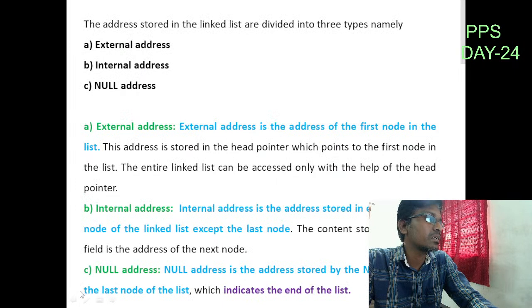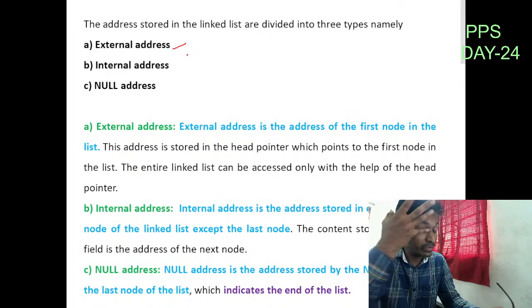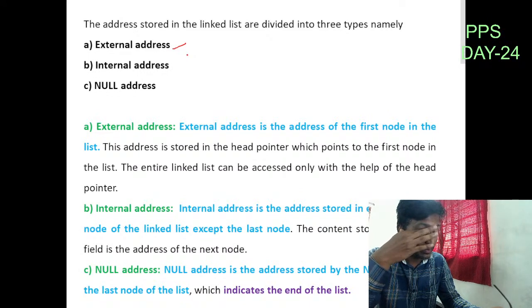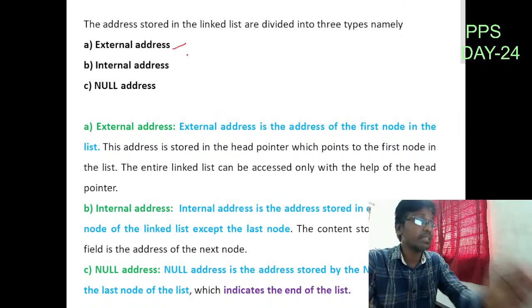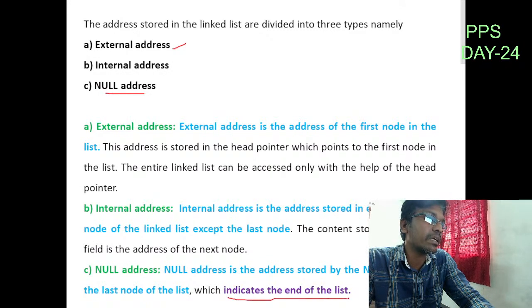So these are the different types of addresses we discussed in the previous class. The first is called the external address. What is the external address? The head pointer contains the external address. Whereas the internal address is the address that each and every node contains. And the null address indicates that it is the end of the list. So the last node contains a null address, which indicates that it is the end of the node in a linked list.